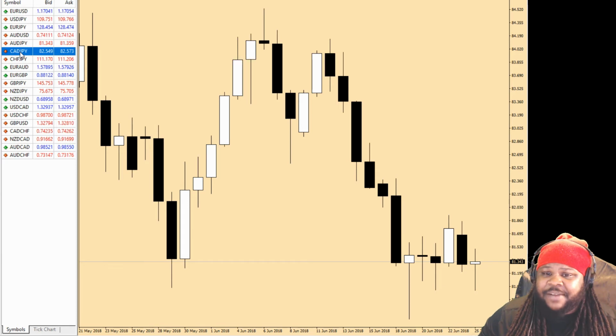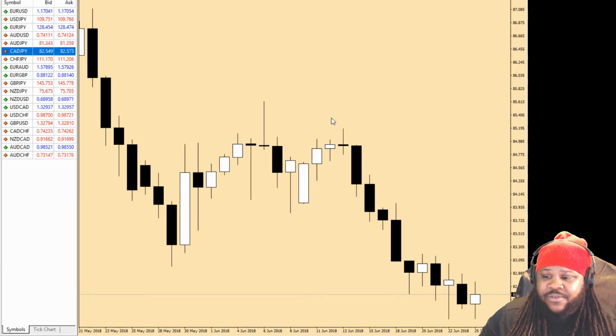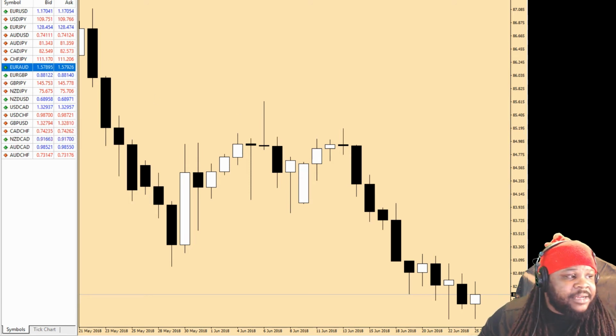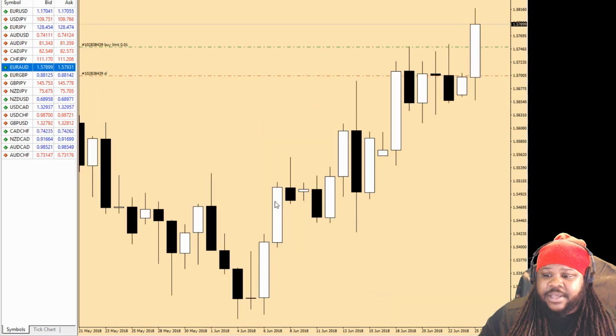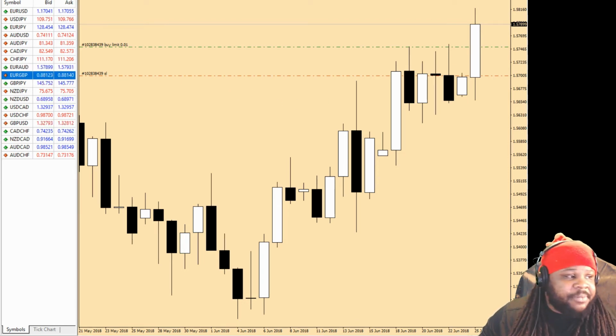So I'm trying to find a pair that is relatively smooth. Most JPY pairs are not smooth. So that's something to keep in mind. Give me 1 second. Let me check that one. This one has a good amount of pullbacks on both sides, the entry and the exit. Usually Euro GBP is smooth.